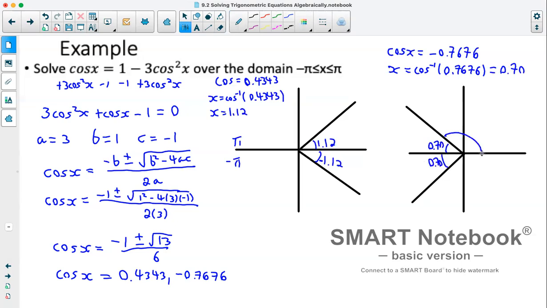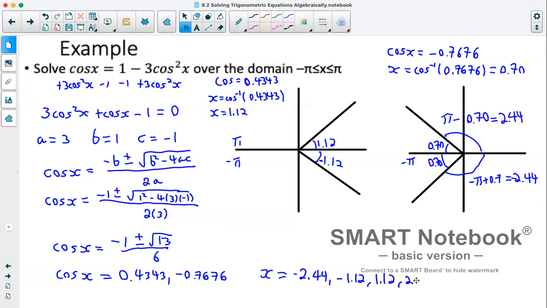Now to get this, we know from here to here is pi, so it's going to be pi minus 0.70, which is 2.44. Now going from here to here, we know that this is going to be negative pi, but we're short by a positive 0.7, so we're going to have negative pi plus 0.7, which gives us negative 2.44. So overall, our answers are x is equal to, in increasing order, negative 2.44, negative 1.12, 1.12, and 2.44.